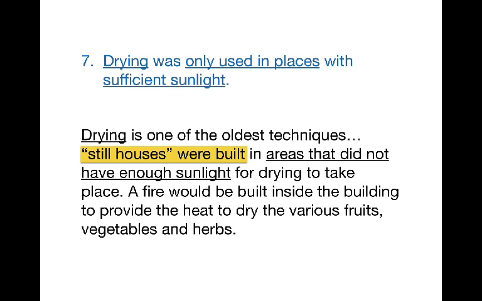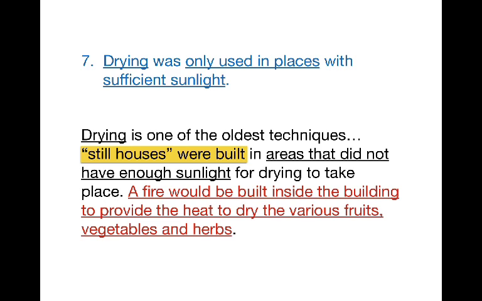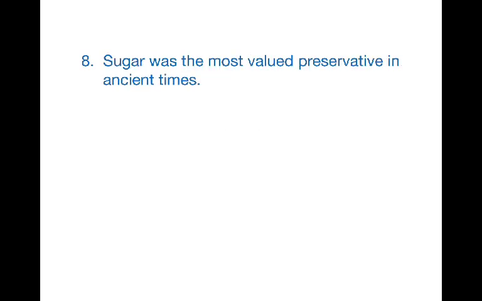So it looks like it's false, but let's just read a bit more. A fire would be built inside the building to provide the heat to dry the various fruits, vegetables and herbs. So the answer is false. Drying can be used in other places without sunlight because they use these still houses. That's the answer for number 7. Let's move on to number 8.